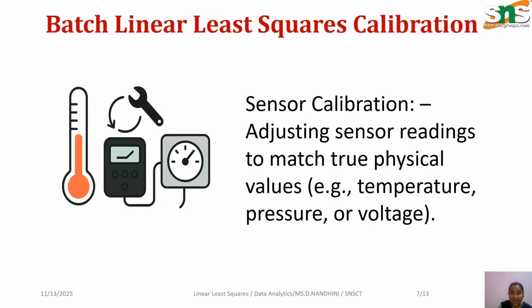The first one is batch linear least square calibration. We are taking some sensors, some timers, some temperatures, and we are going to calculate it. So how we are adjusting the sensors, how the temperature changes at the time of adjustment, what the temperature is before adjusting, how the pressure changes, what the voltages are, and how it has been recovered or changed, we are going to know.